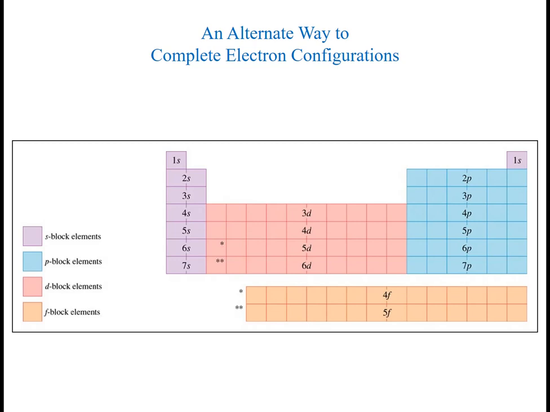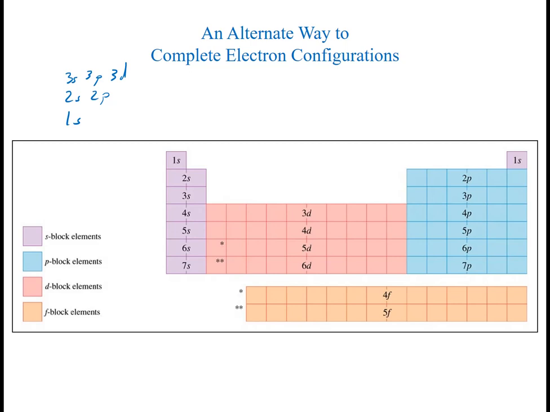In this section of the video, we're going to look at an alternate way to do electron configurations. Instead of having to write down the 1s, 2s, 2p, 3s, 3p, 3d, and so forth, which you can do, this is an alternate method. I don't care which one you choose to do. You can use the periodic table itself.